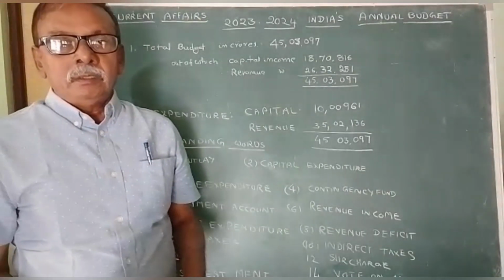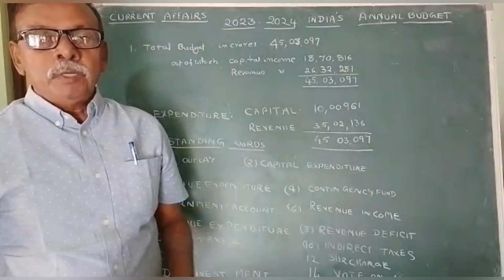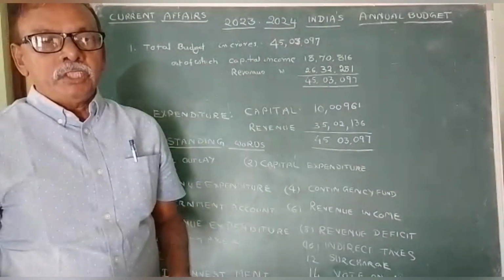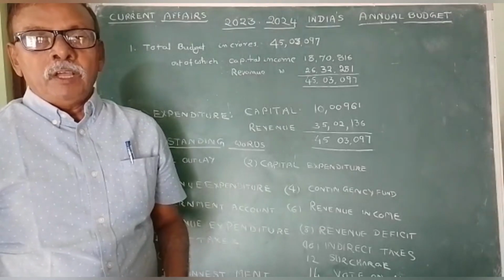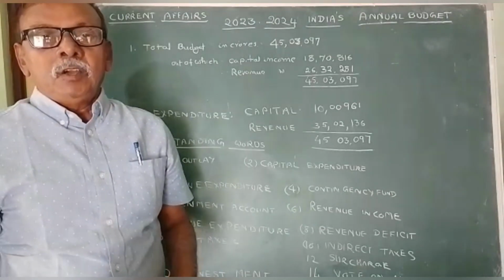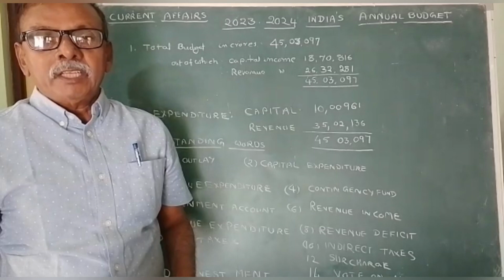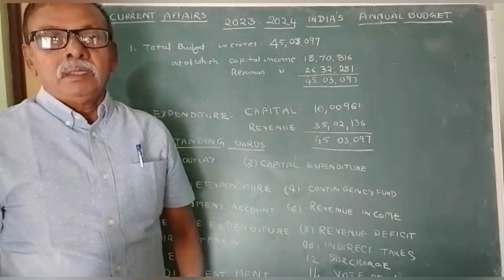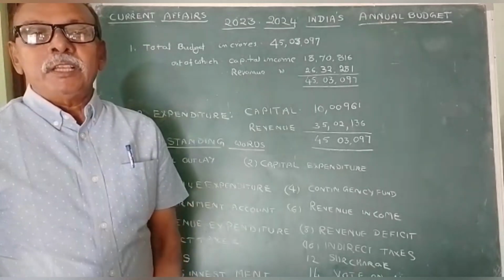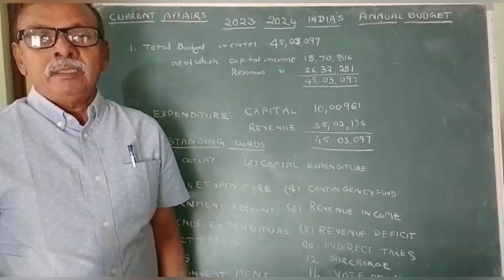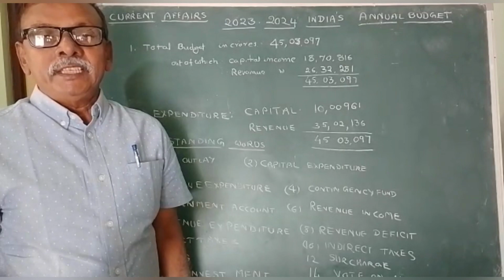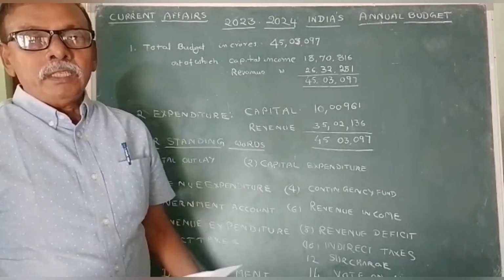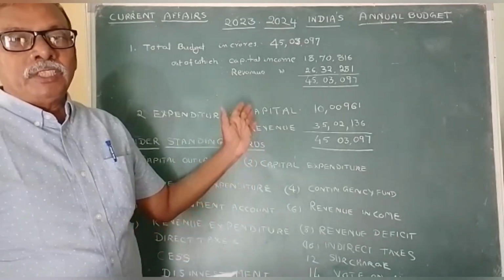India's budget for the year 2023-24. What is budget? In one financial year, the government's income and expenditure statement is known as budget. It's also the financial policy of the Government of India for the year 2023-24. What are the budget figures that we see here?